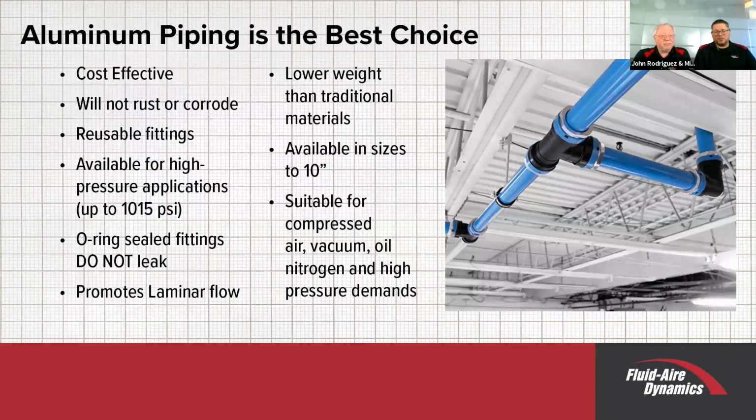But we do offer the aluminum piping as an option. It's cost effective. It will not rust. It will not corrode. It's a lot lighter than other options. It does come in different sizes. It does allow you to reuse fittings, whereas, for example, with copper fittings, you would not be able to reuse them. You'd have to cut something else in length and just create new fittings.